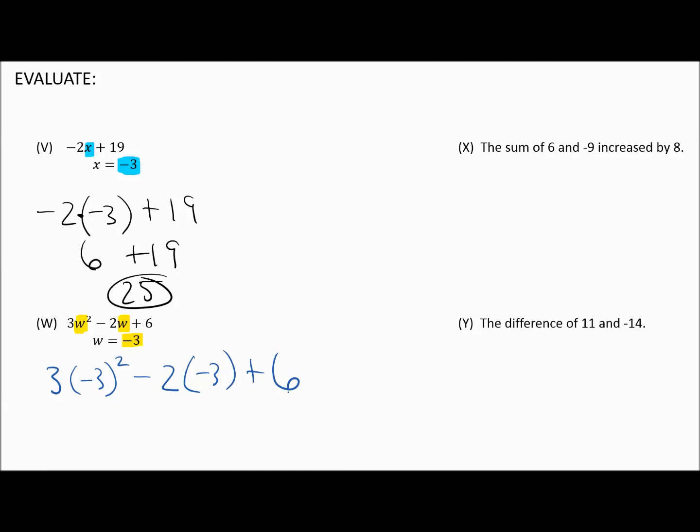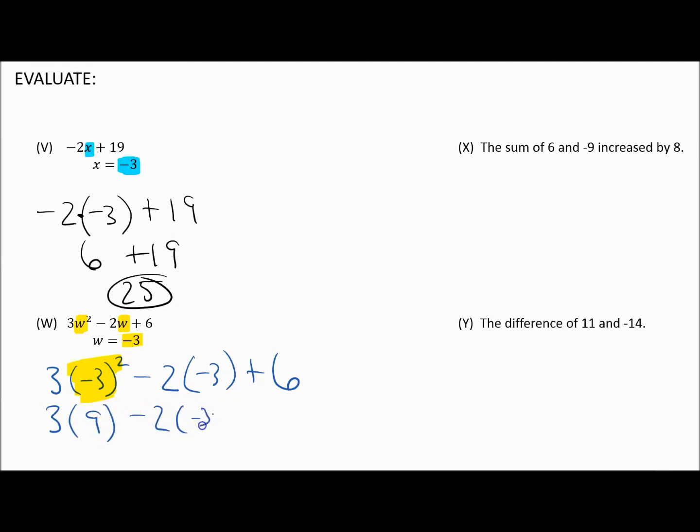Now I have to do order of operations. Now what comes first is always parentheses, but look inside these parentheses. There's no work to be done. They're just there to separate the number from other values. So what do I do? I square. So I have to handle negative 3 squared. Exponents next. So that's negative 3 times negative 3, which is a positive 9.